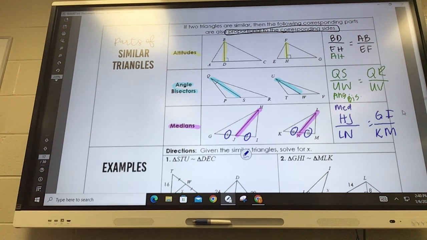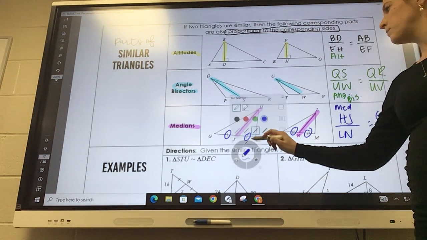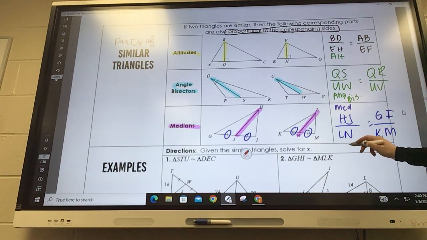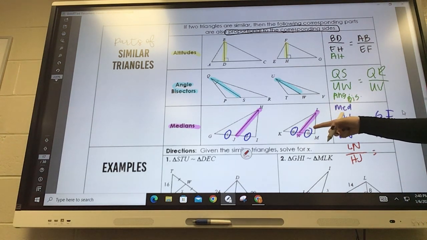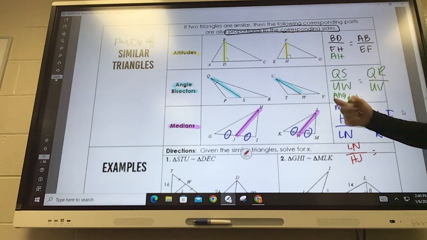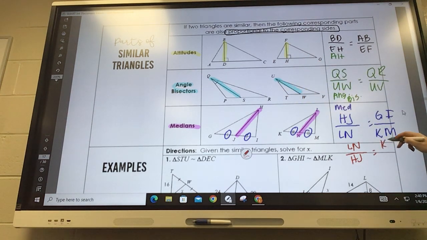You guys know that proportions have a lot of flexibility to them. For example, if I take this last proportion, the other class did their LN on top, which put their HJ on bottom. That's fine as long as you match them. Since I started with LN, the small triangle, when I go to do my second fraction, I just need to put my small triangle on top. But when you cross multiply, you're still matching the same pieces together, so it doesn't matter.